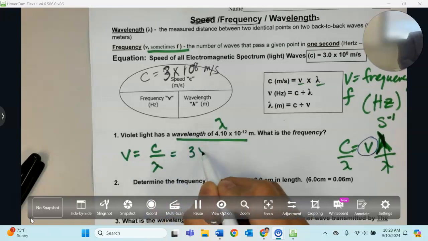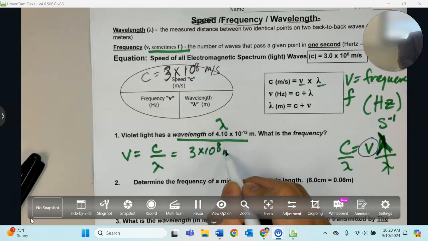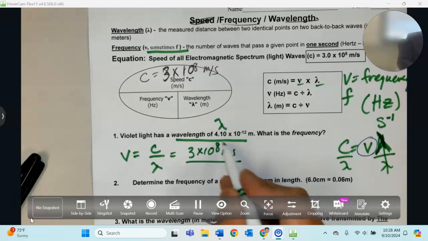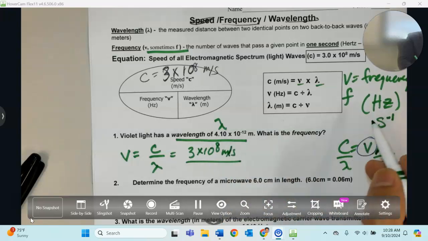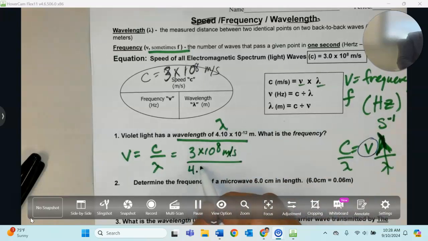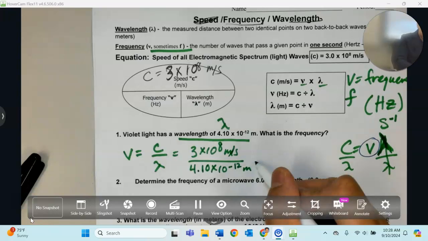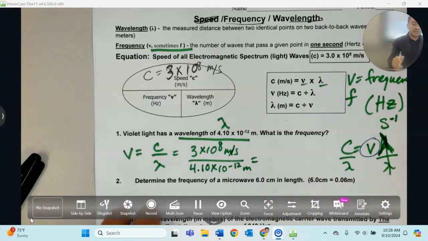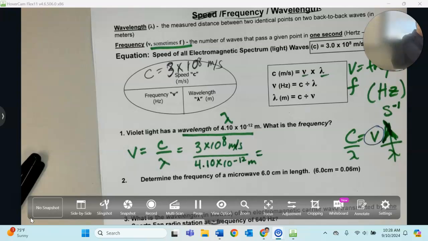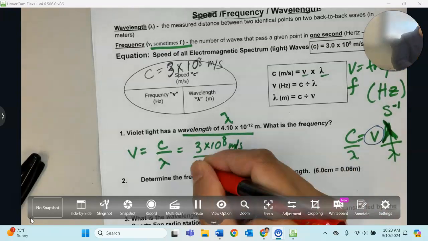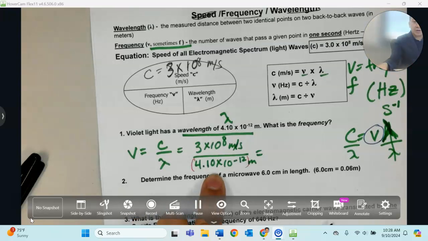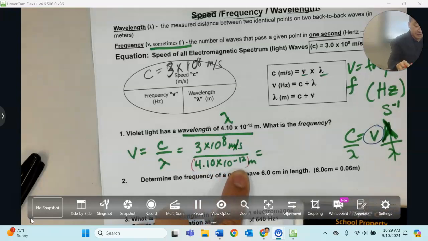C is 3 times 10 to the 8. Remember, C is a constant, meters per second. Lambda is the wavelength, which is, the wavelength is 4.10 times 10 to the negative 12 meters. Negative 12 is even smaller than nanometer. This is really, really small. So let's punch that in. When you punch that into the calculator, ladies and gentlemen, please make sure you put parentheses around the denominator, or else what it's going to do is it's going to divide by 4.1, and then it's going to multiply by 10 to the negative 12, and you're not going to get the right answer.